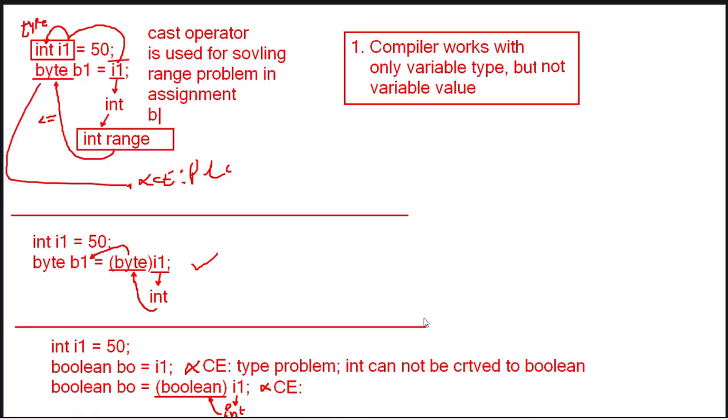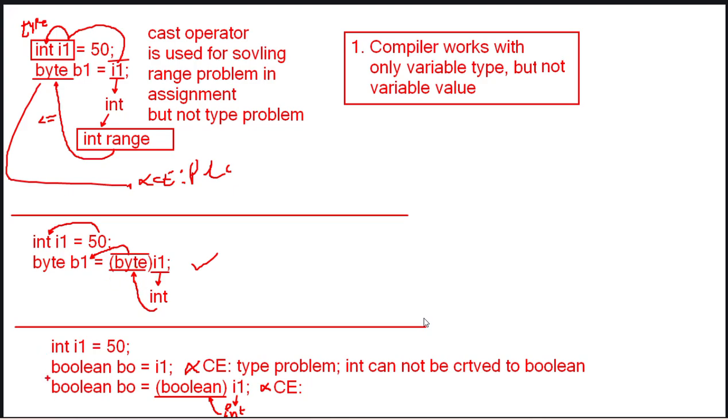Range problem in assignment, but not type problem. And tell me, here what is the problem? Range problem. 50 is considered as what type? Int. But I want to convert 50 as what type? Byte. Int to byte, what is the problem? Type problem or range problem? Range problem. Range problem is solved by using byte cast operator.